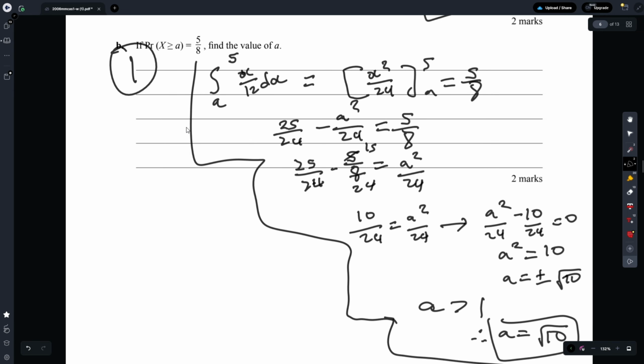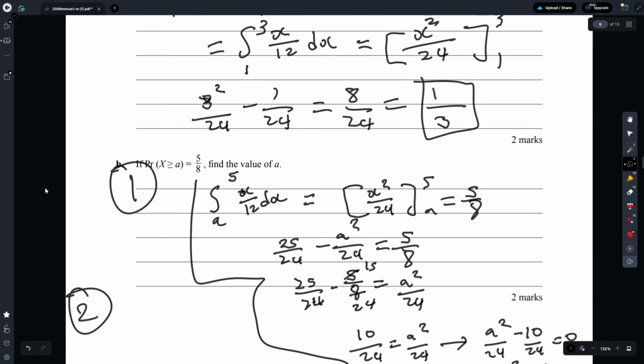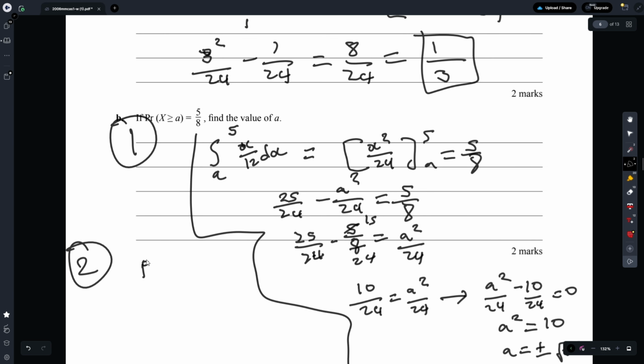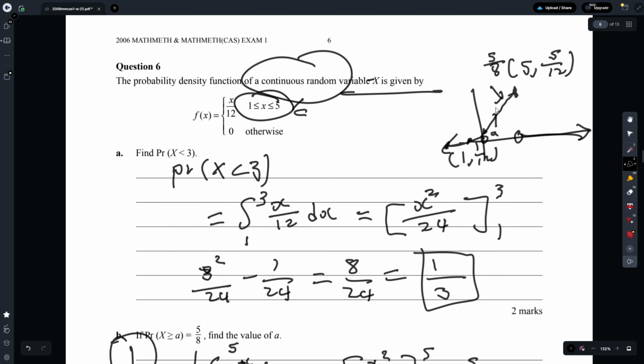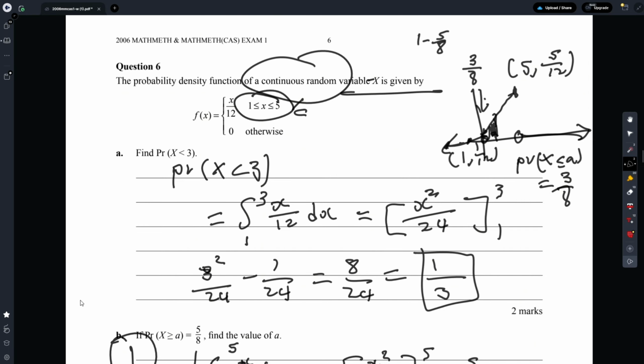Our second way of doing the question is actually to flip this around. So the probability that x is less than or equal to a is equal to 3 on 8. How does this make sense, you might ask? You can go back here. Look, if this area right here is 5 on 8, that means this area on the left is actually equal to 1 minus 5 on 8, as this entire area has to add up to 1. If this is 3 on 8, we can basically just say that the probability that x is less than a is equal to 3 on 8.